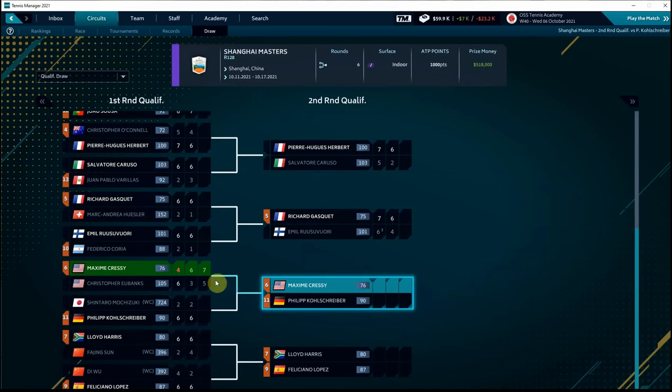Well, we won our first match in qualifying for the Shanghai Masters, bounced back from a loss of the first set to beat Christopher Eubanks, and now we are one match away from getting into the main draw at the very valuable, both in terms of points and prize money, Shanghai Masters. Tough match ahead of us against Philipp Kohlschreiber. We will see how it goes.